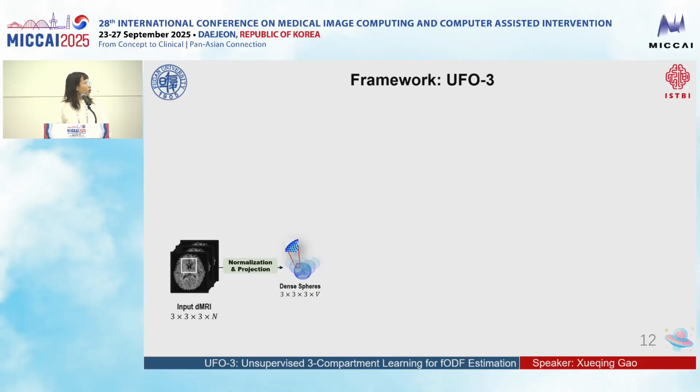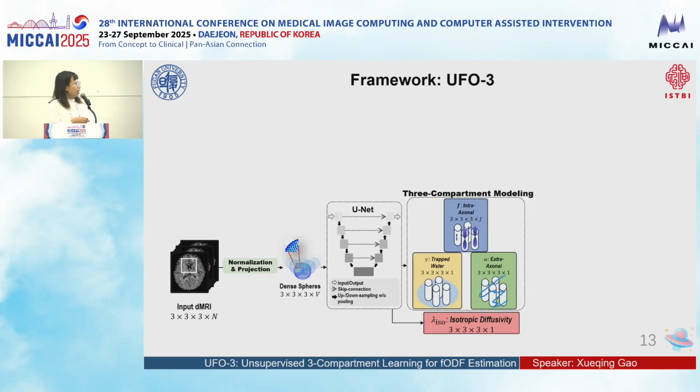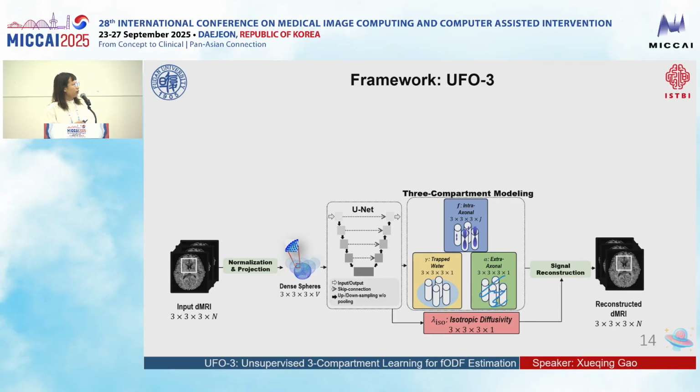For UFO-3, we start with the input diffusion MRI signal and project it into a dense spherical representation. And we apply a simplified version of UNet. We use pointwise convolution to avoid oversmoothing and save memory and time. The model directly gives the three-compartment parameters and lambda isotropic. With lambda isotropic, we can get the response function and reconstruct the diffusion MRI.